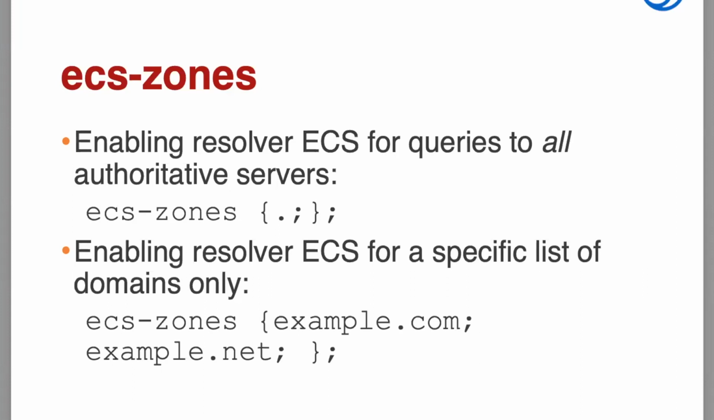Or you can say, right, I'm going to enable ECS, but I only have a specific set of zones for which I want to enable it, and I'm going to list them. And here I've listed example.com and example.net. You might do this if you were using it for some internal domains for your own purposes, for example, but didn't want to use ECS outside of your organization.